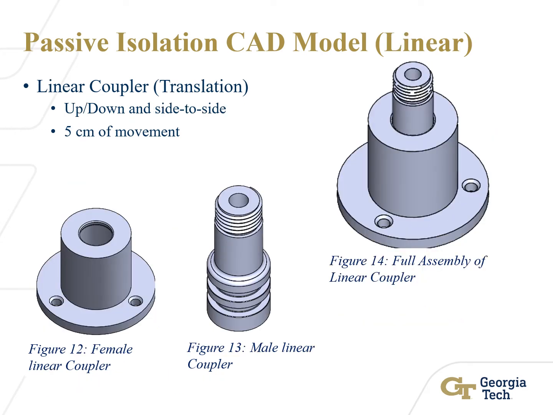The linear coupler behaves like a piston and cylinder. Coolant enters from the piston, the male part, into the cylinder, the female part. Note that the piston attaches to the bottom of the female angular coupler. It provides freedom of heave movement, that is up and down movement, in the clamp, and sway movement, that is side to side movement, in the carrier. The motion of the coupler is restricted to 5 centimeters of displacement.